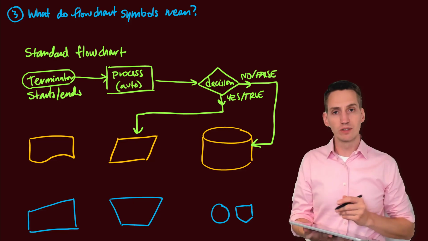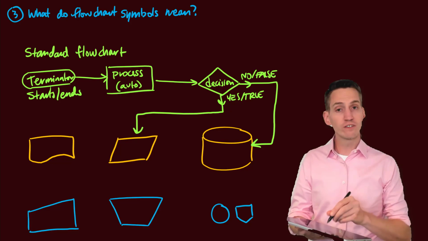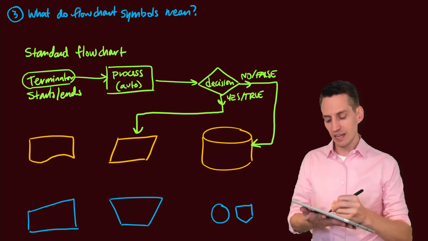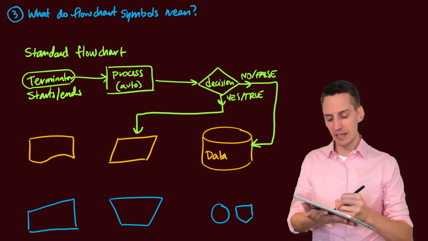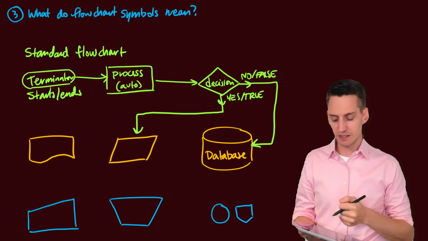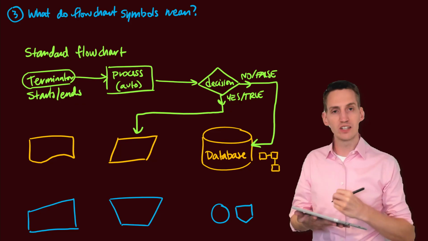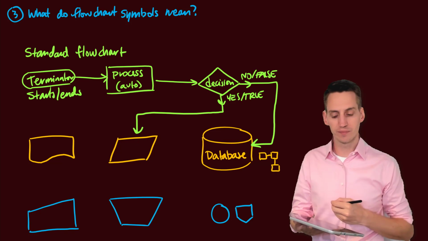This second row of symbols represents where we can store some types of data. The first one we see here is a cylinder, and this is where we store data in a database. So a database is frequently represented by a cylinder. This database will have multiple tables that contain information that are linked together.